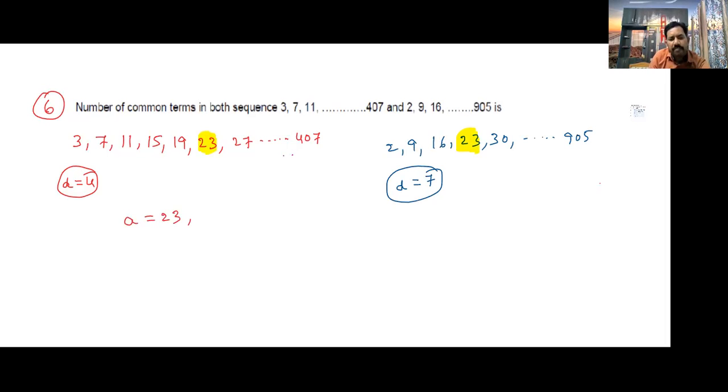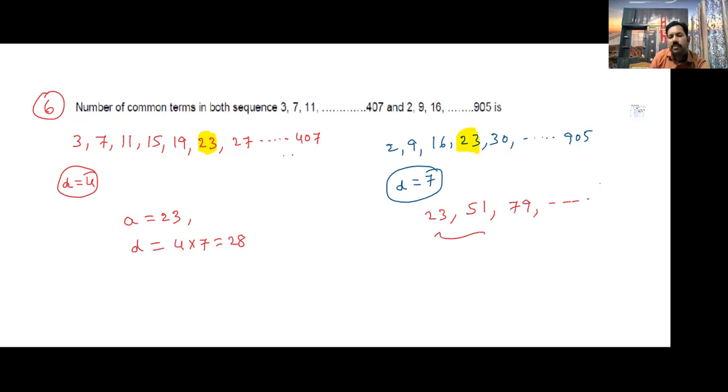And the common difference of the new series: d is 4 here and 7 there. Multiply both, 4 into 7, 28. This is the new series. So one common term is 23, then 23 plus 28, the next number is 51. 51 plus 28, 79, and so on.